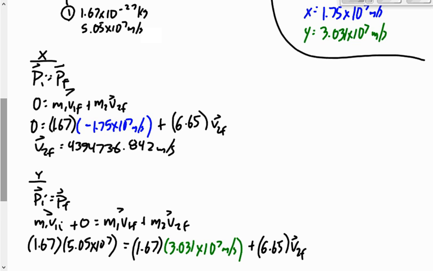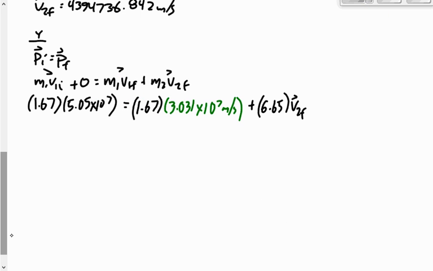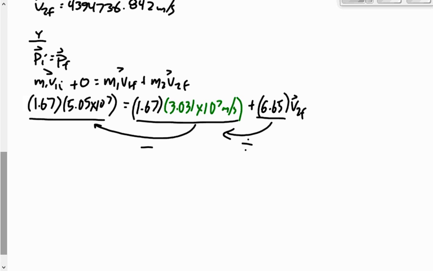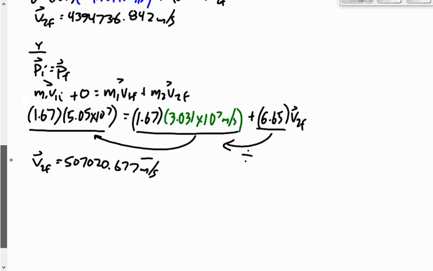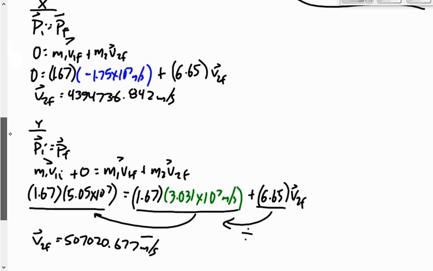Now this one's a little harder to rearrange. I'm still not going to show you this on the calculator, just in an attempt to save a little bit of time, but I'll briefly point out what you do. Calculate that number, calculate this number, and then take this number over to the other side by subtracting, because it's added on the right-hand side. Then take this one over by dividing. And that should give you a V2F of 5070270.677 meters per second. Now, we've got our V2F x and y.